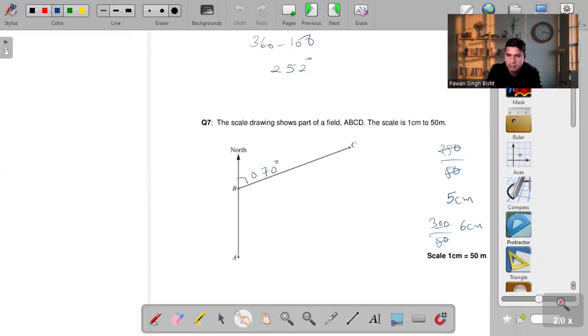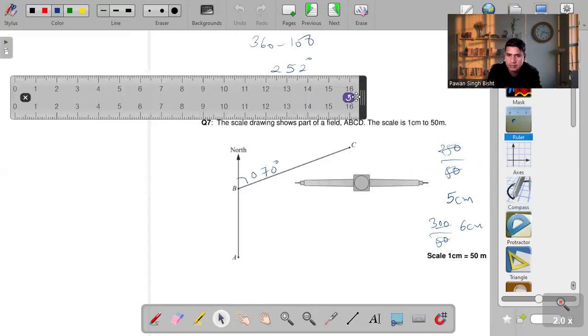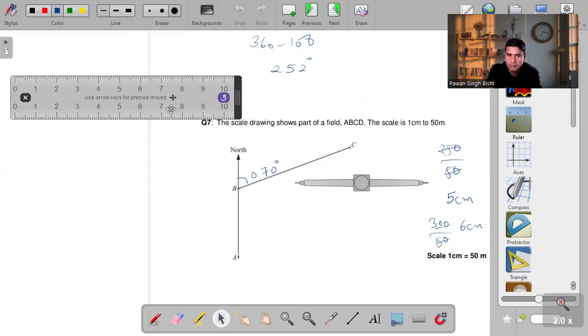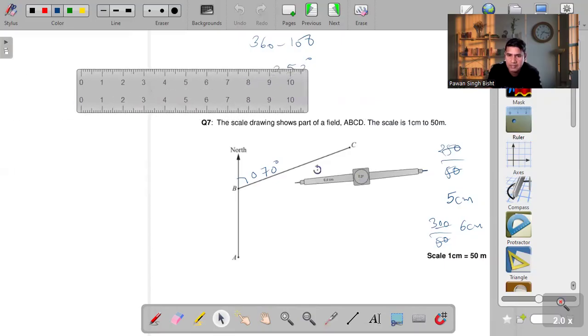So I have to use my compass and ruler, and I have to draw 5 centimeters and 6 centimeters. I will measure first of all 5 centimeters.